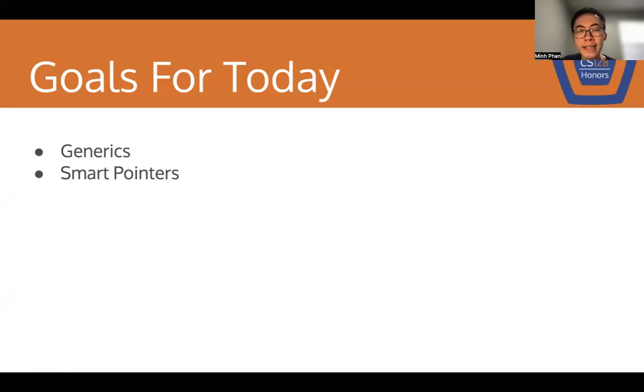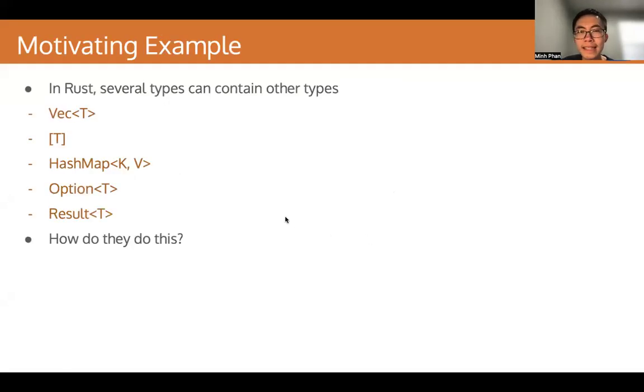Today we are exploring generics and smart pointers. First, let's look at a couple motivating examples. So in Rust, as you have seen from the beginning of the class, several types can contain other types, such as vectors, arrays, hash maps, or enums like options and result. So how do they do this?